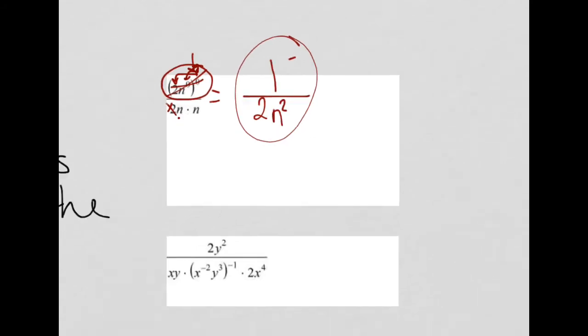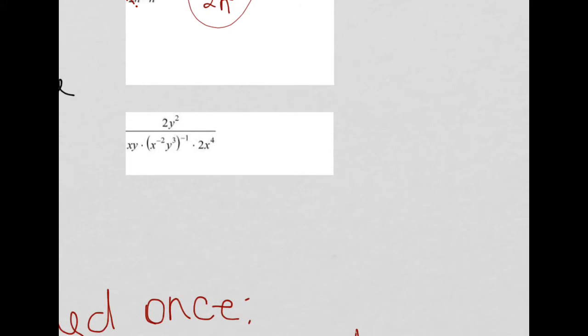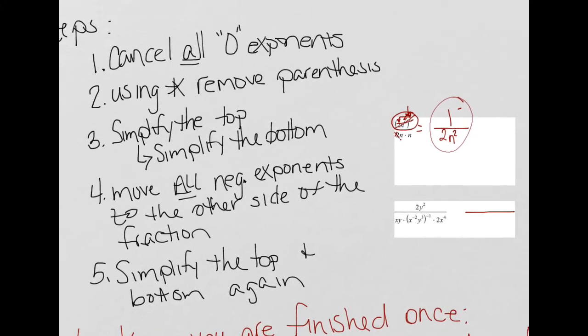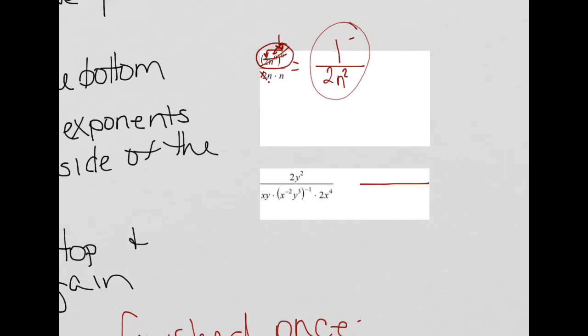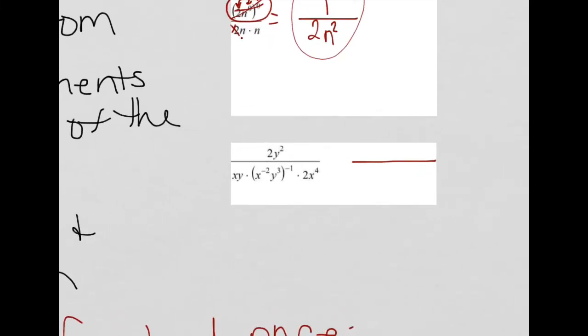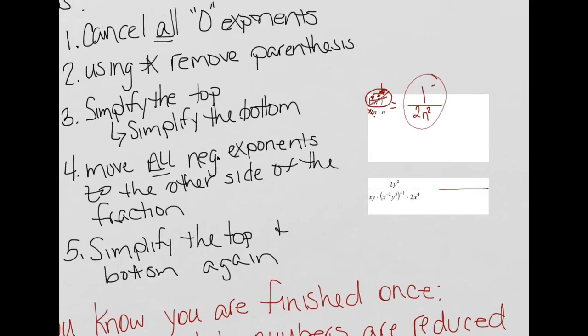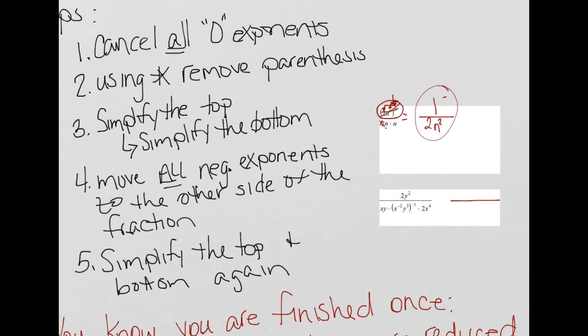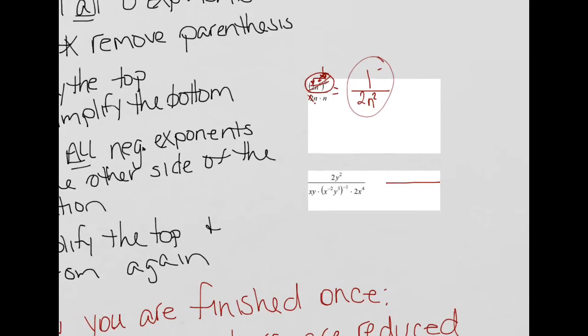Let's move on to a harder one. Let's look at number 2. Step 1, cancel all zero exponents. Are there any zero exponents? No, there's not. Step 2, using multiplication, remove the parentheses.